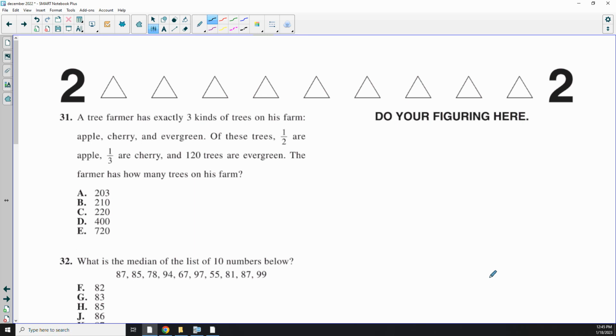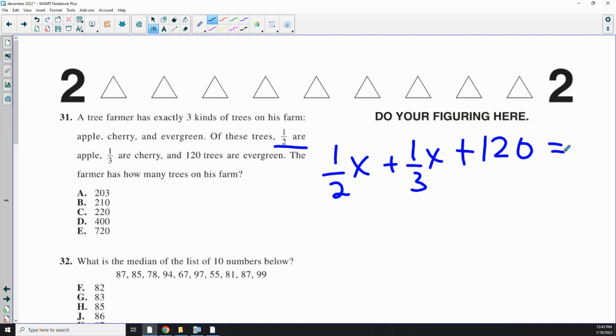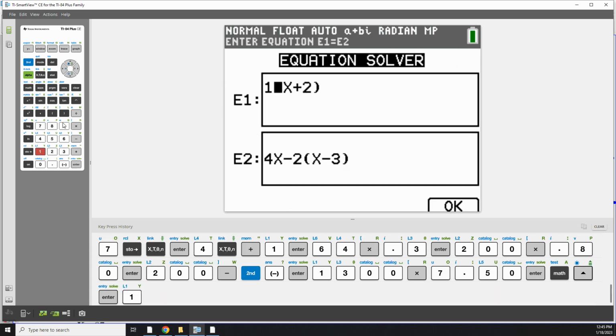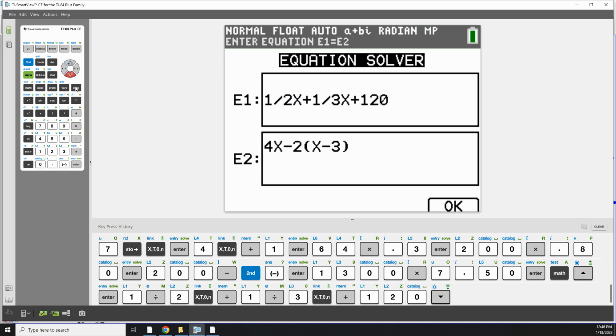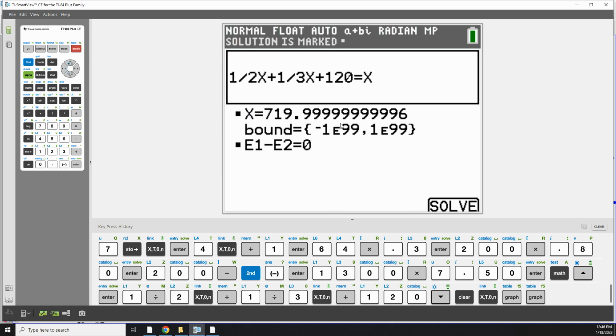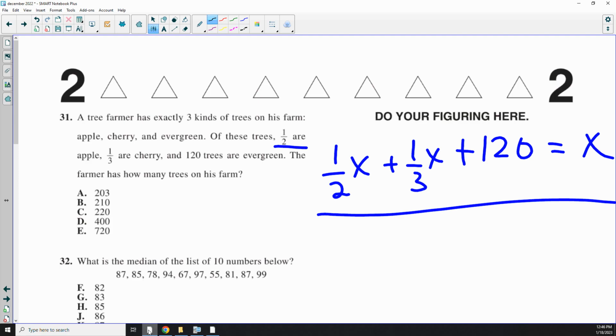This one's harder to do mathematically. Many will see it. Half of the trees is 1/2 x. A third of the trees plus 120, what does that make? That makes all the trees. So you'd be solving that equation on the solver or by hand, and you would get 1/2 x plus 1/3 x plus 120, and the dirty trick is that's all the trees, x. Solve. And there's your answer, 719.99999, 720.